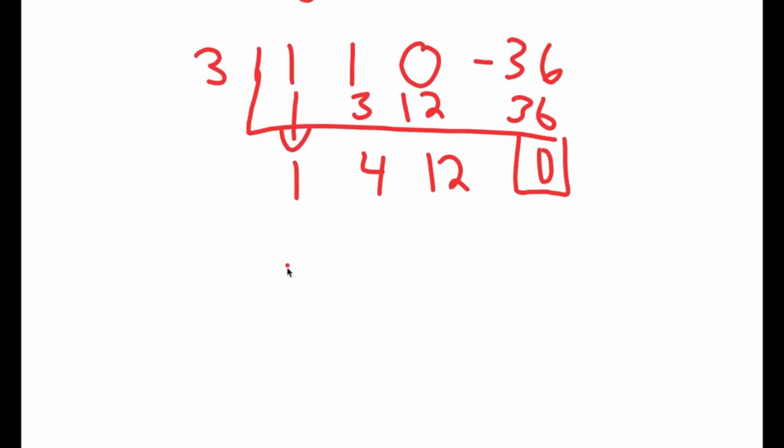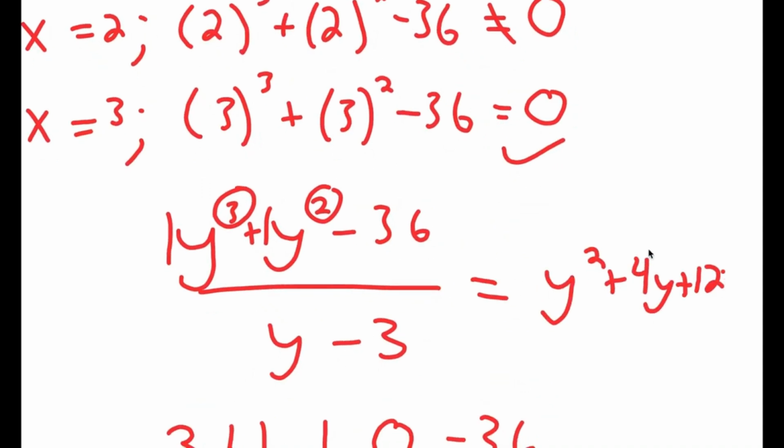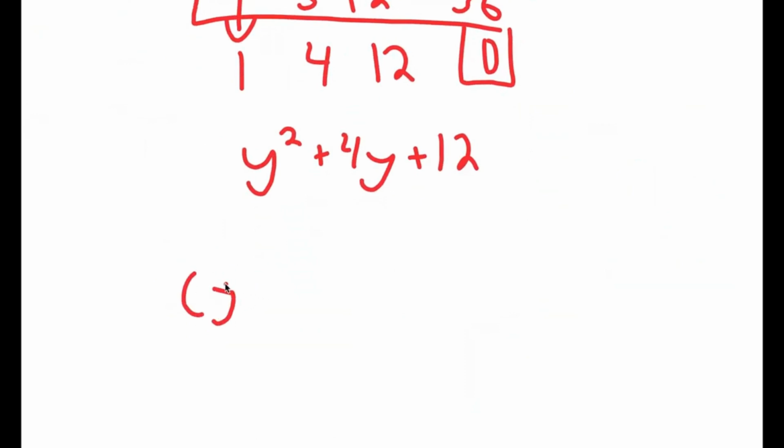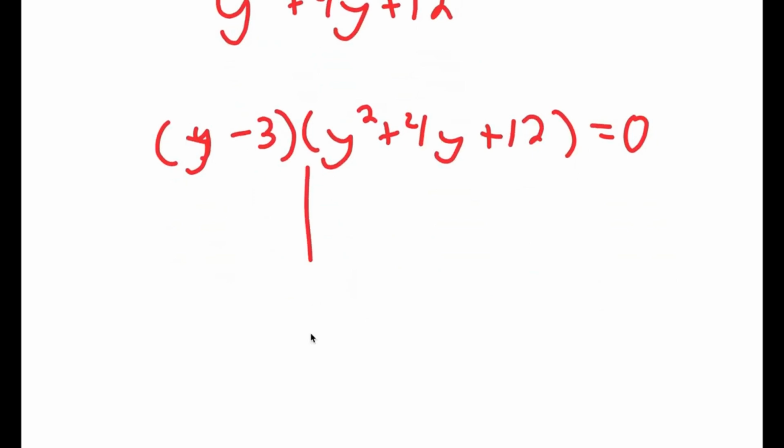And these are going to be the coefficients for my quotient. I have y squared plus 4y plus 12, meaning that this is equal to y squared plus 4y plus 12. And also this means that y minus 3 times y squared plus 4y plus 12 is equal to 0.